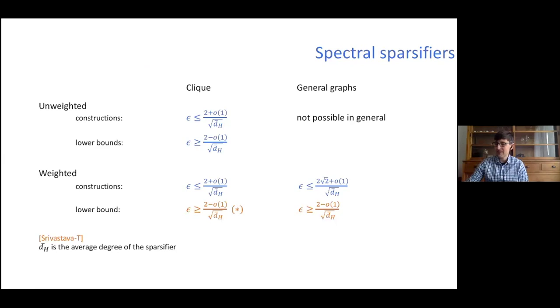Next, I wanted to return to this picture of the upper bounds and lower bounds that we have for the spectral definition. And actually, return to this distinction between constructions that are unweighted, in the sense that every edge is just scaled by the same factor, as opposed to allowing different edges to have totally different weights, and general constructions. So for general graphs, it's actually not possible in general to hope for a good construction that is unweighted, in the sense that all edges have the same scaling factor.